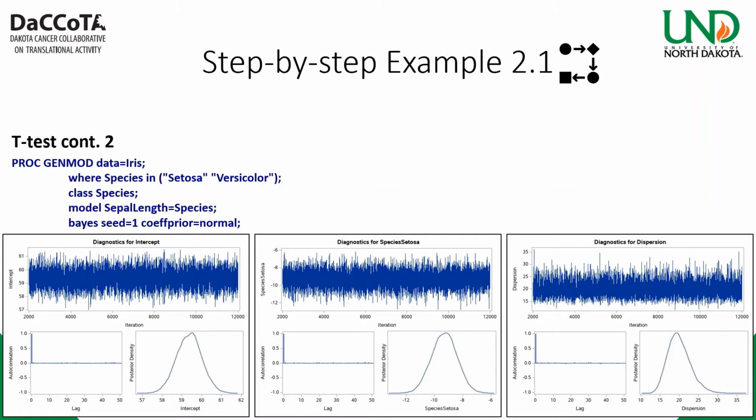So intercept, species Satosa, and dispersion. We don't really need to deal with this here, but these are the two. Again, we can see here, this is Versicolor. Its mean is around 59, and this is the distribution.